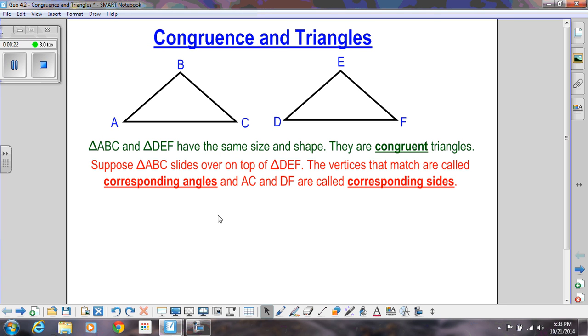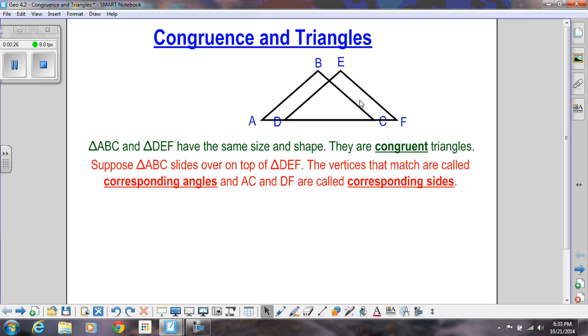Now, the corresponding sides and angles, that just means that if I were to slide this triangle on top of the other one, I could see which angles and sides match up. So you can see that angle A matches up with angle D, angle B matches up with angle E, and C matches up with F. And likewise, the sides do as well. So side AC matches up with side DF. So those are what we call corresponding angles and corresponding sides of a triangle.